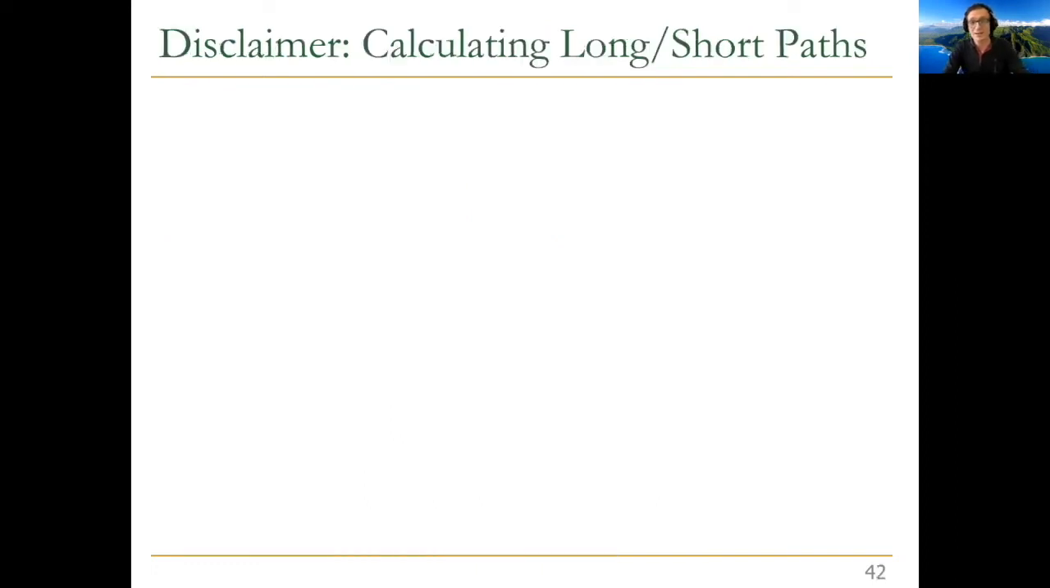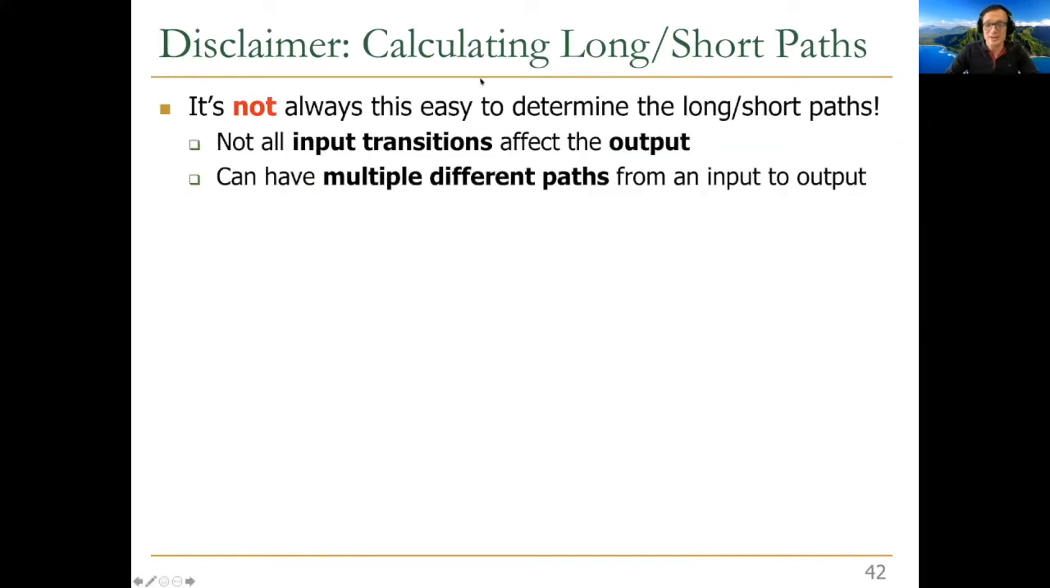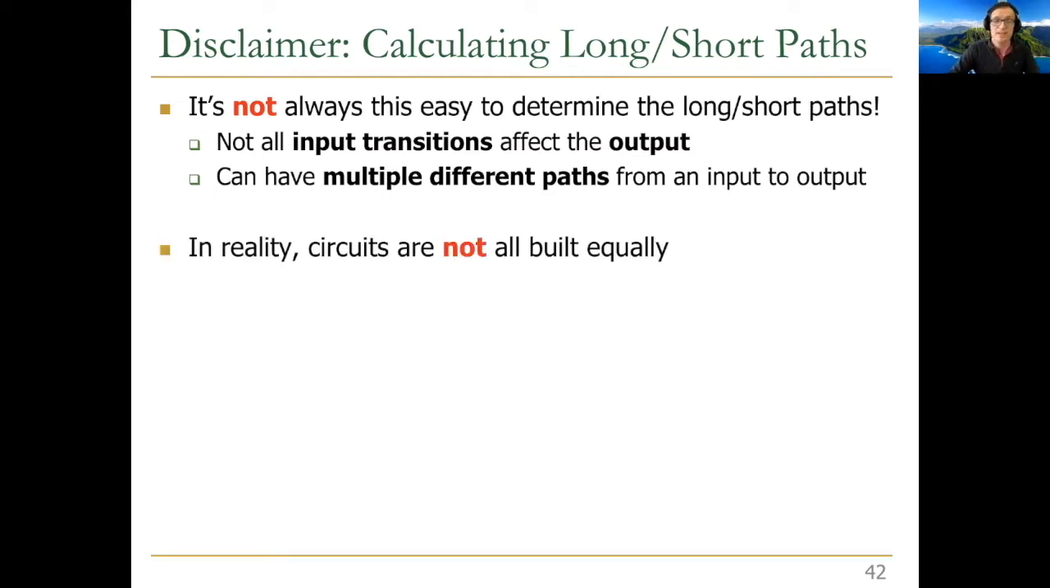Okay, so let's talk about calculating long and short paths. It's actually not always this easy to determine the long and short paths. I made it a bit easy. Not all input transitions affect the output. You can have multiple different paths from an input to output. We kind of have two paths over here, but what if you imagine having a more complicated combinational logic that has 100 different possible paths or 1,000 different possible paths from input to output? These are usually large circuits, clearly. Now, it may not be easy to figure out what is the longest path and what is the shortest path in this case. And circuits are also not all built equally.